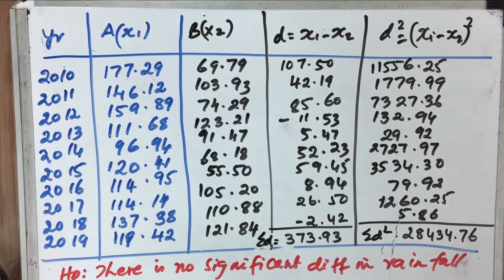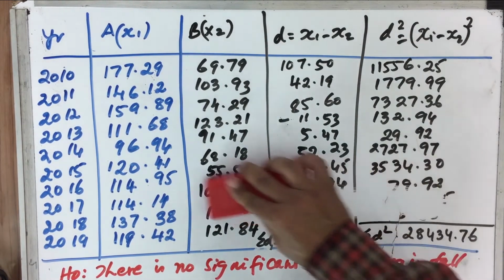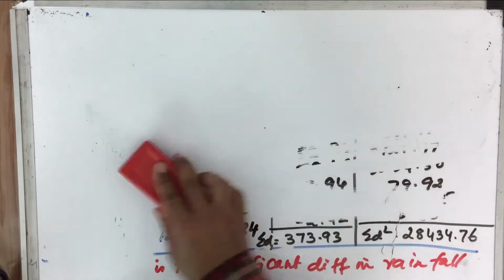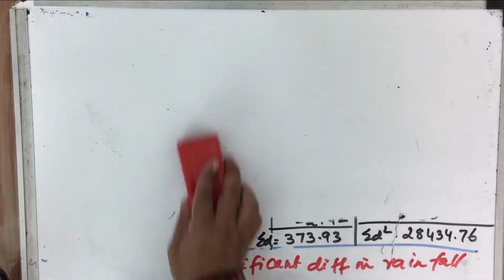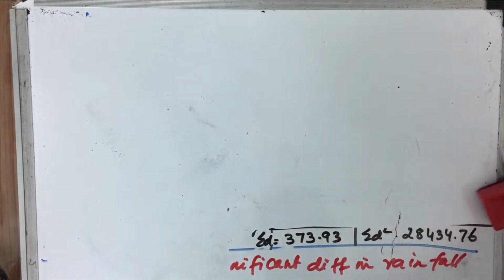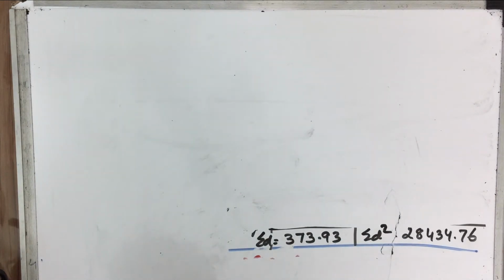Okay, now let us look at the hypothesis. There is no significant difference in the rainfall. So barring these two values, let us rub the rest of the things so that we will be able to do the calculation. Okay, so these two values are kept here. We will be using them. Let us proceed step by step.